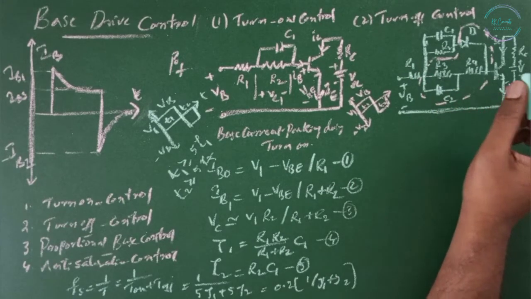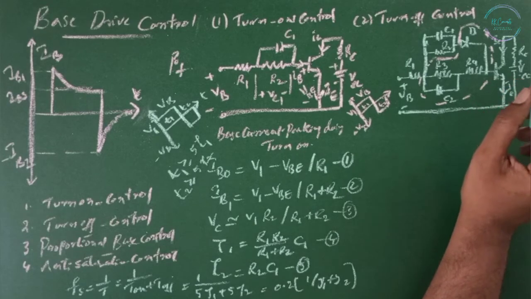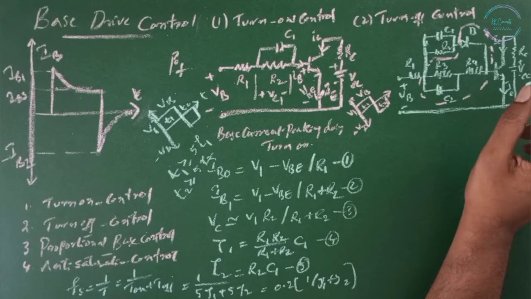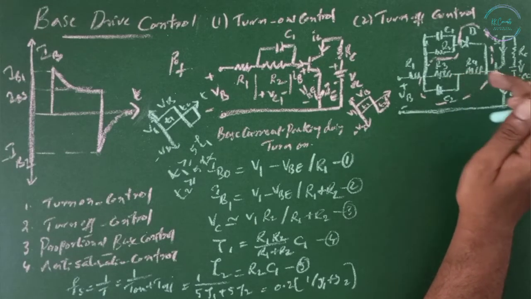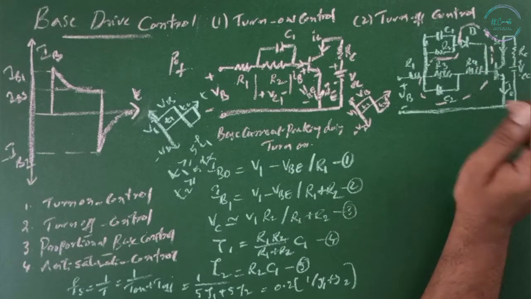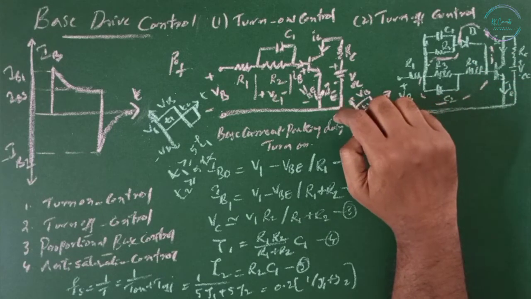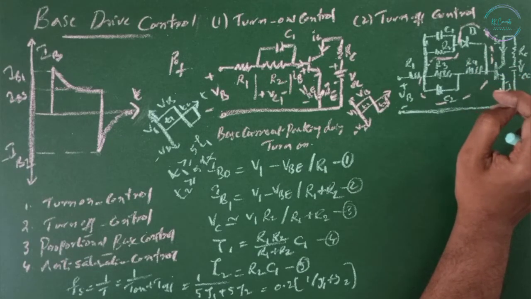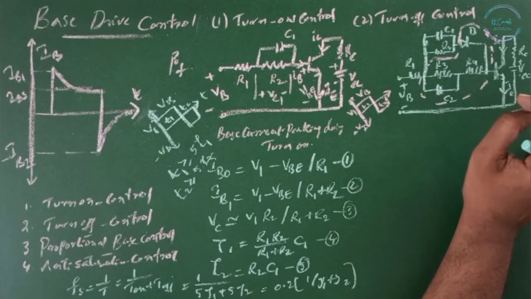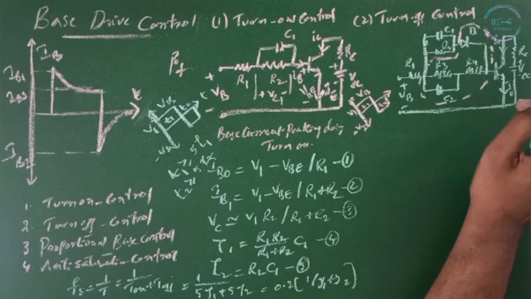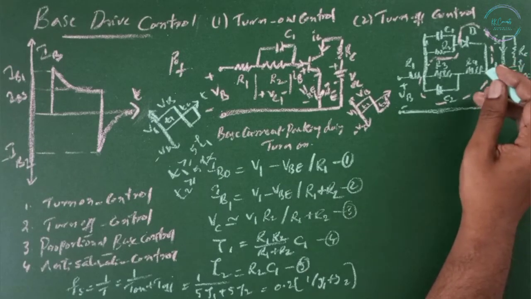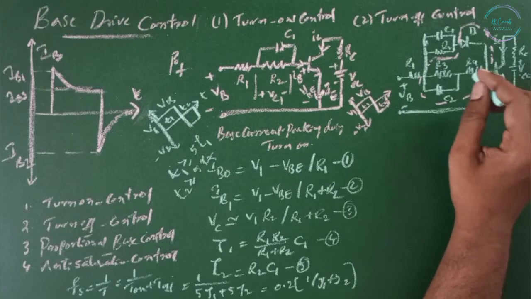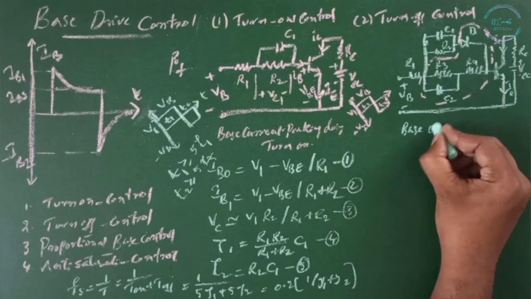Now, if we need different turn on and turn off characteristics, then a turn off circuit, that is C2, R3, R4 and D, is added to the previous circuit. The diode D isolates the forward base drive circuit from the reverse base drive circuit during the turn off. This is an additional circuit required if you want to do the turn on and turn off process separately.